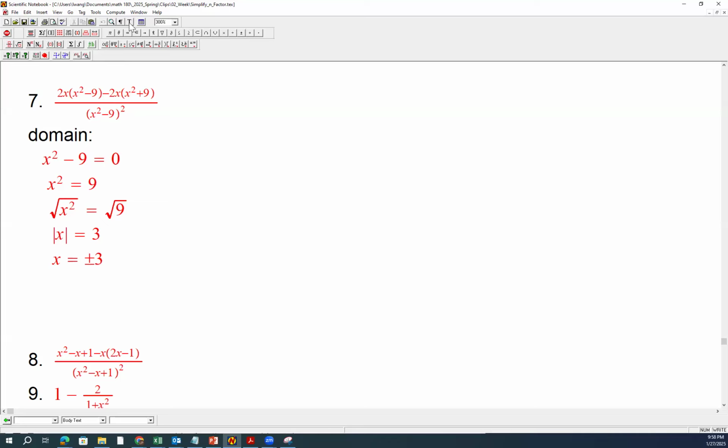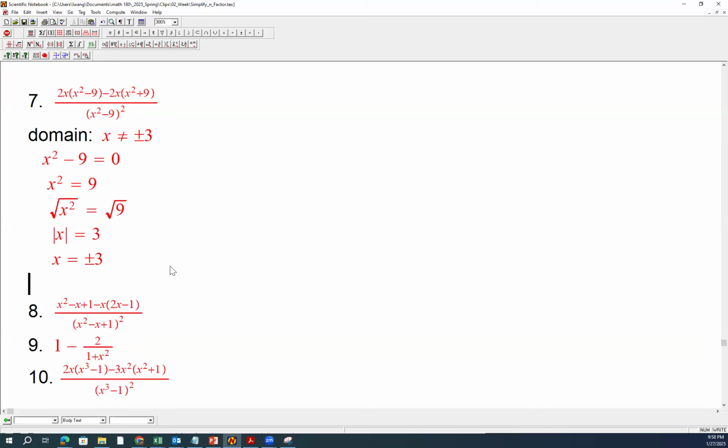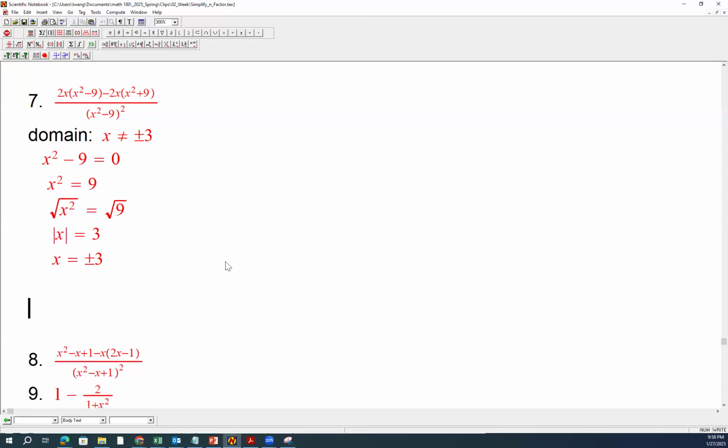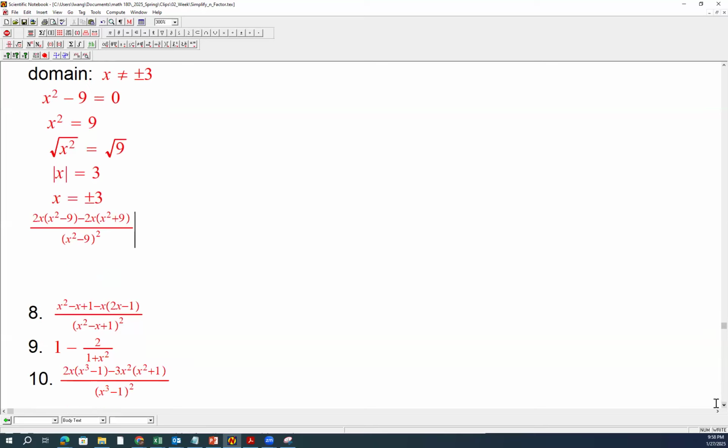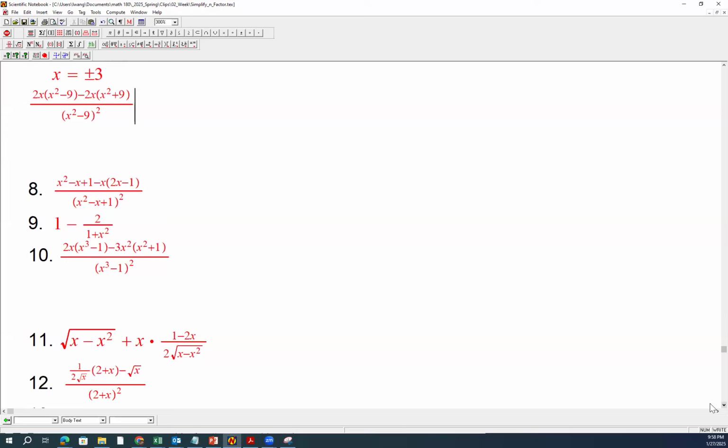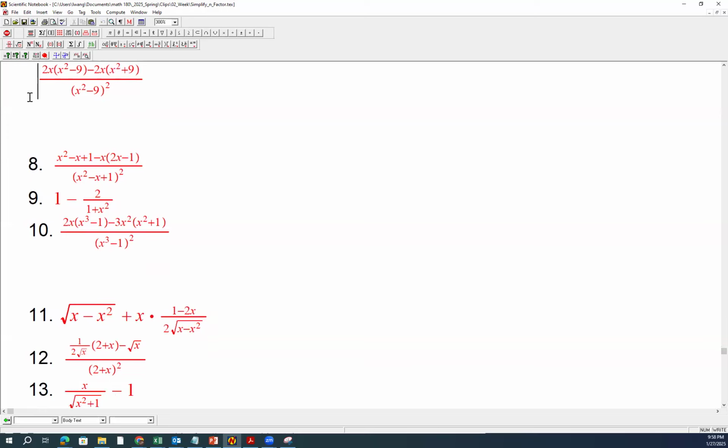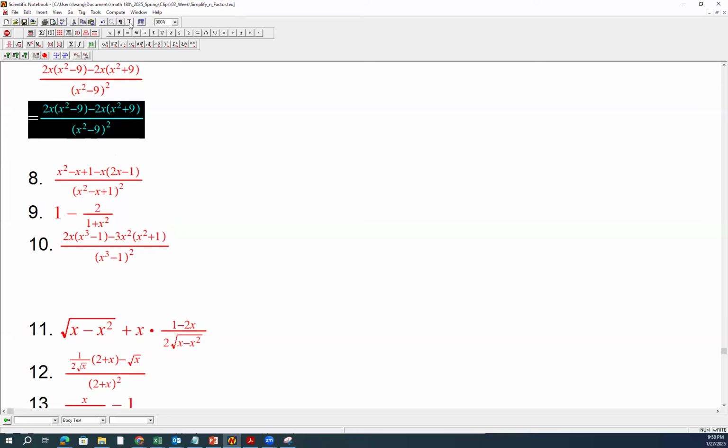So the domain would be x cannot equal plus 3 nor minus 3. It cannot be positive 3. It cannot be negative 3. Okay, so that's the domain. So everything will be operated in the domain. So we're going to continue to reduce it.